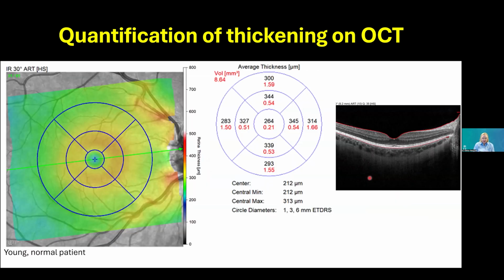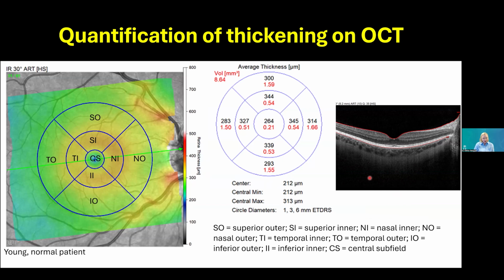And when we're quantifying thickening on OCT, one of the key things that's extremely important to use is your Early Treatment Diabetic Retinopathy Study, or your ETDRS grid. This image is from a Spectralis, but every OCT system will have a way that you can overlay this ETDRS grid, which becomes very important because we use these different subfields to assess how close or far away we are to the fovea.